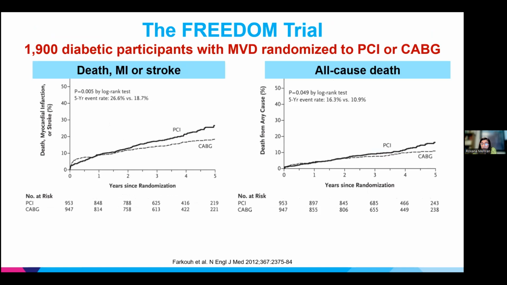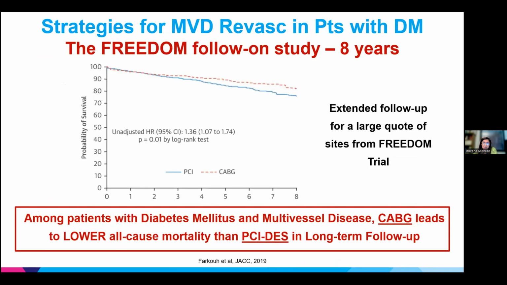The FREEDOM trial presented in 2012 really did show in 1,900 diabetic patients that there was a reduction associated with assigning patients to bypass surgery when there was equipoise between bypass and PCI. And here the PCI was with first-generation drug-eluting stents, but still mortality benefit for CABG. And at the moment, our guidelines are telling us that multivessel disease, diabetes, patients need to be offered bypass surgery. And I think this is really, really important.